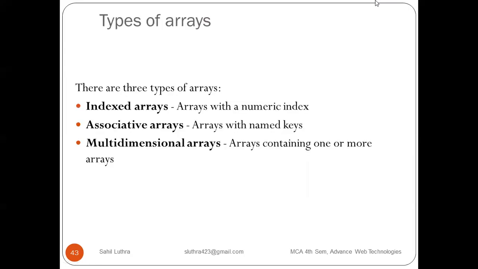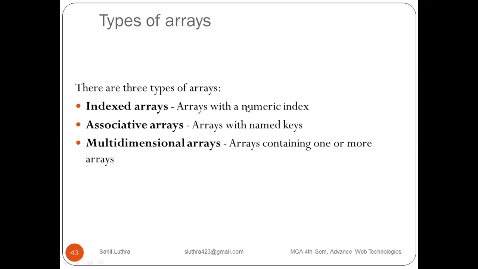After that, the next thing is types of arrays. Basically three types of arrays are available in PHP. The first one is the indexed array, the second one is the associative array, and the third one is the multi-dimensional array. So what is an indexed array? Arrays with a numeric index. The array that contains a numeric index is called an indexed array. Next is the associative array. What is an associative array? An array in which we use named keys is called an associative array.